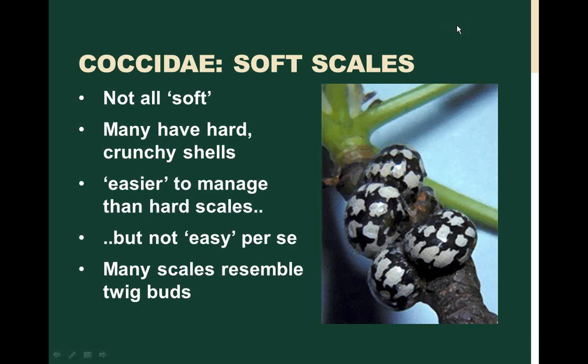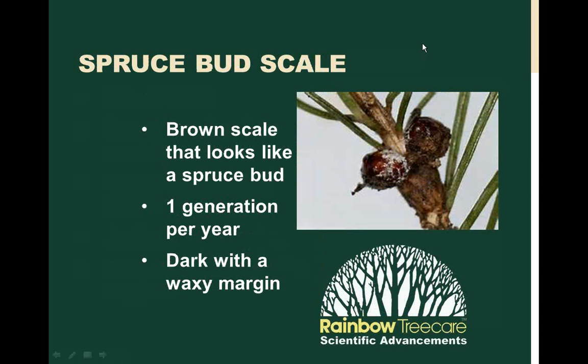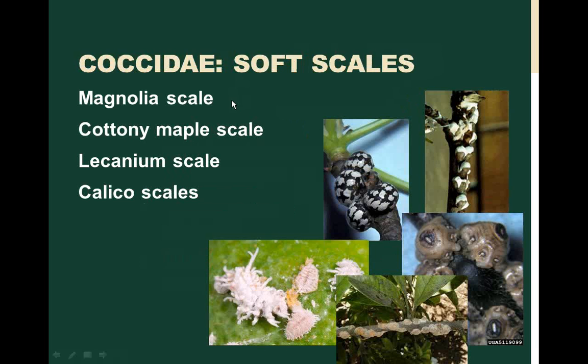So again, looking at soft scales, they're not really that soft. Like I said, some of them are crunchy, and they're generally much easier to manage than the hard scales, and we'll talk a little bit about that. But one thing that they can do is camouflage themselves. So some scales resemble twig buds. And here's an example of the spruce bud scale. You'll notice that this scale looks almost identical to a spruce bud. And if you're not trained to look for this, you will often overlook it. But what they are doing is devitalizing that branch or that twig, and then you'll start to see some tip decline. And if you're not a trained arborist, you may not even notice that particular scale right there.